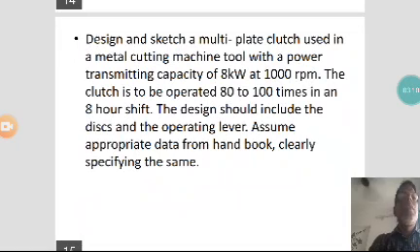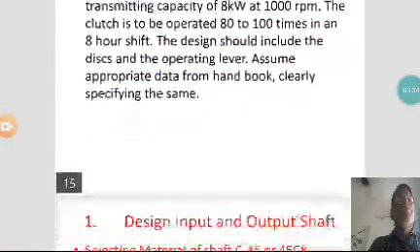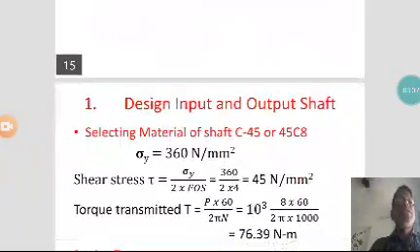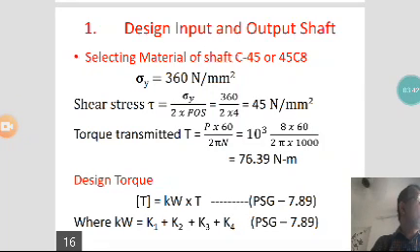Now we'll see the design. Suppose the power transmission capacity is 8 kilowatts. We have to design the clutch in such a way that it will be able to transmit 8 kilowatt power at 1000 rpm, and the frequency of operation of the clutch is 80 to 100 times in an 8-hour shift. Whenever we call it the design of a clutch, first you should design the input and output shaft, especially the output shaft.